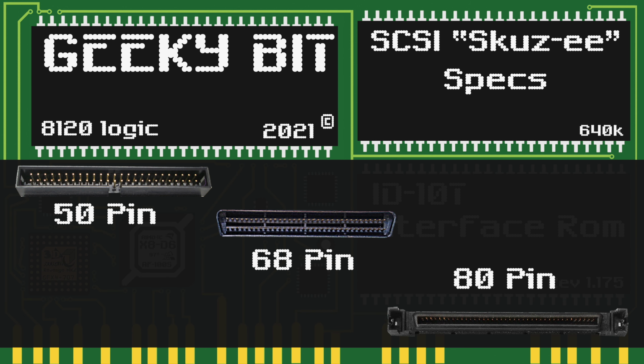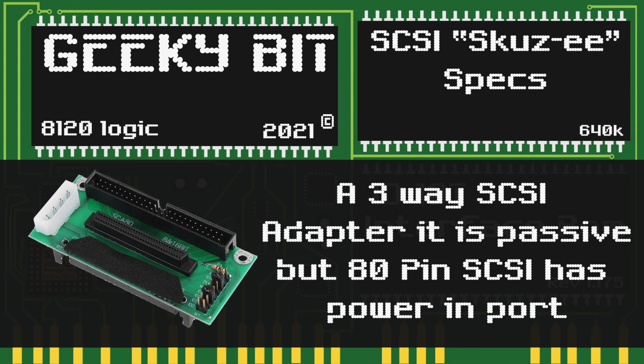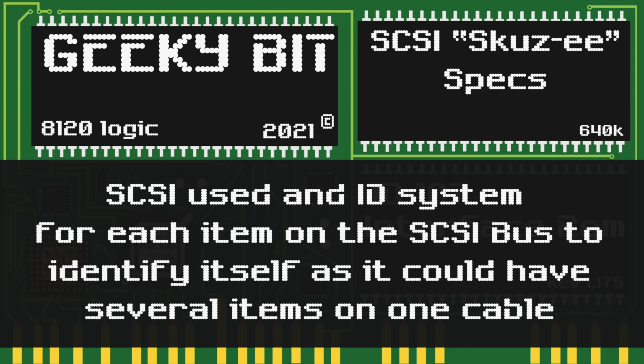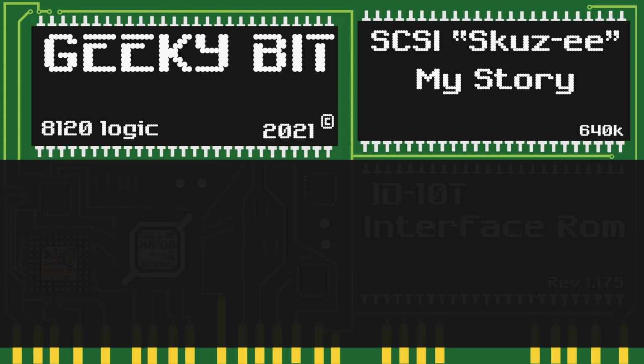Here are what those three classic SCSI ports look like, from lowest pin count to highest pin count. Here is a three-way adapter between those classic ports, but you'll notice it does take power, as 80-pin SCSI has power in its port. Older SCSI had a lot more port types for external use as well, but as for classic SCSI port speeds, it ranged from 5 megabytes to 640 megabytes. SCSI used an ID system for each item on the SCSI bus to identify itself, as it could have several items on one cable. With all of that out of the way, let's talk about my history with SCSI.